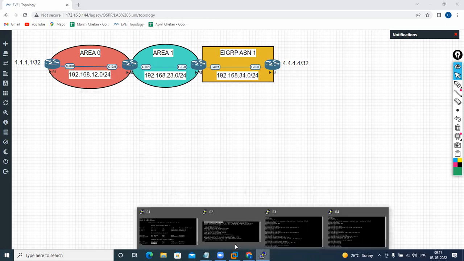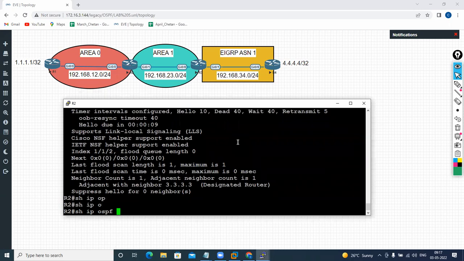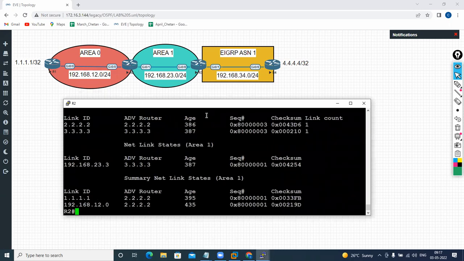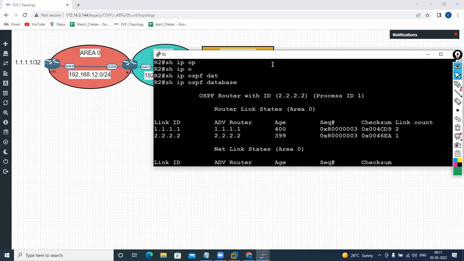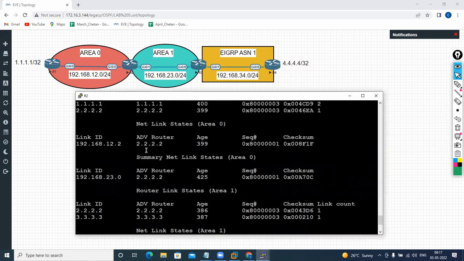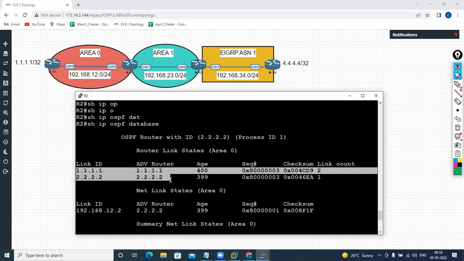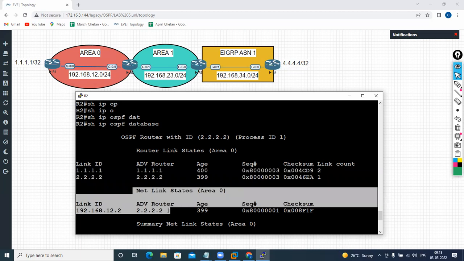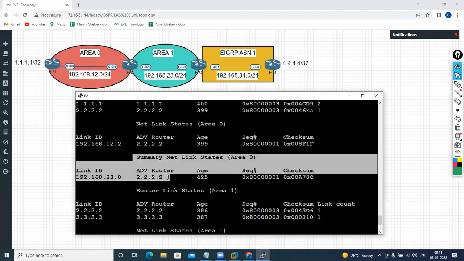So now go to R2. Show ip ospf. Here we'll have information about two areas, area 0 and area 1. For area 0, both the routers will originate type 1. Type 2 will be originated by the DR. What about type 3? ABR. This is for area 0.